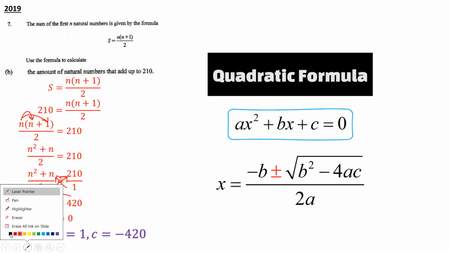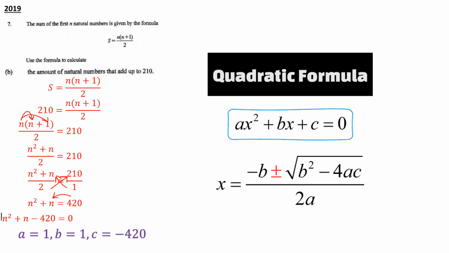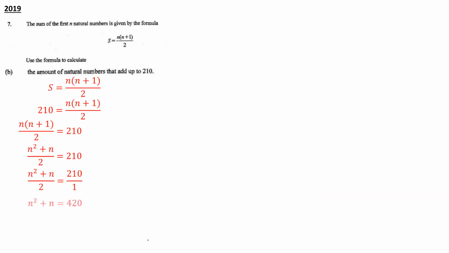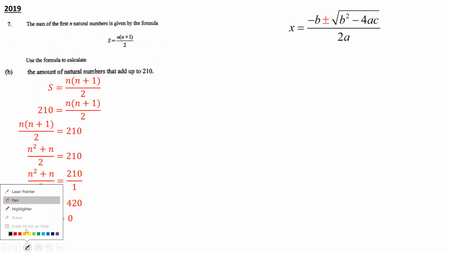The coefficient of n is also 1, so that means that b is 1. So b is 1, a is 1, and then obviously the constant is negative 420. And so we have all our numbers. We have a is 1, b is 1, and c is negative 420. So that means we are ready to use the quadratic formula. What does the quadratic formula say?